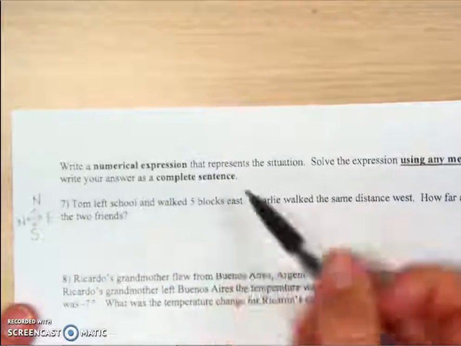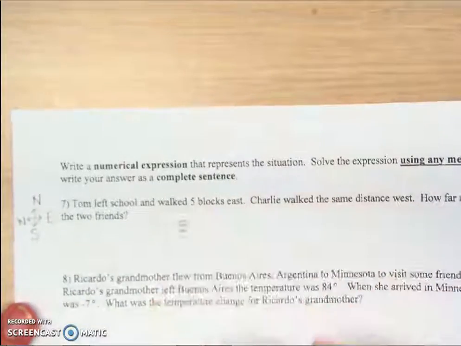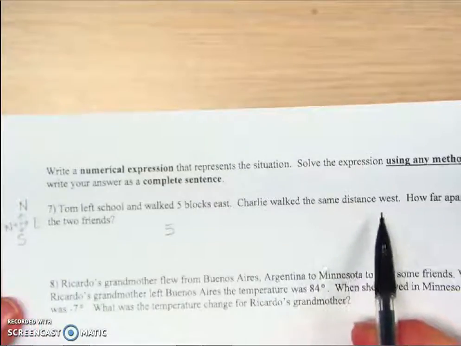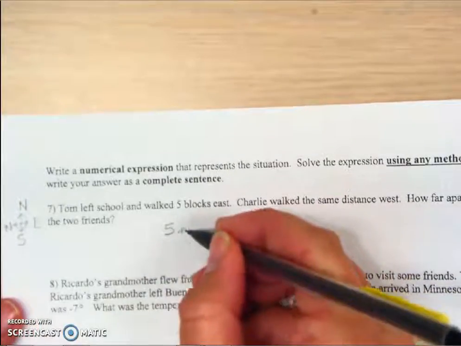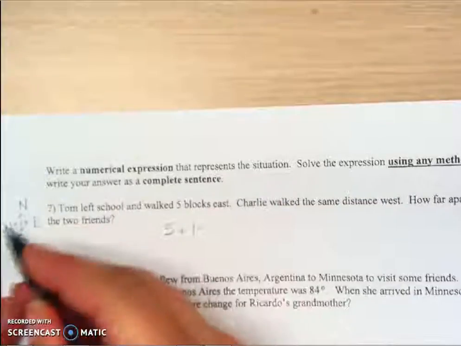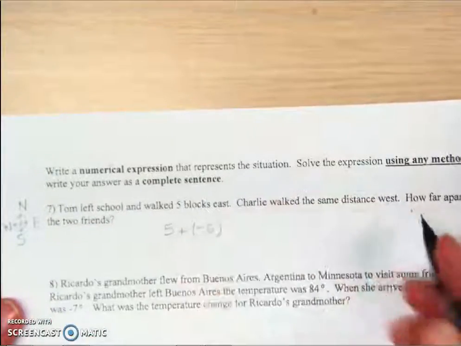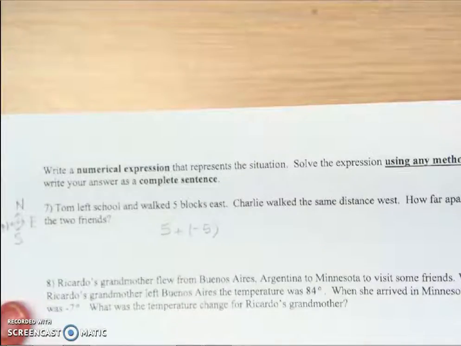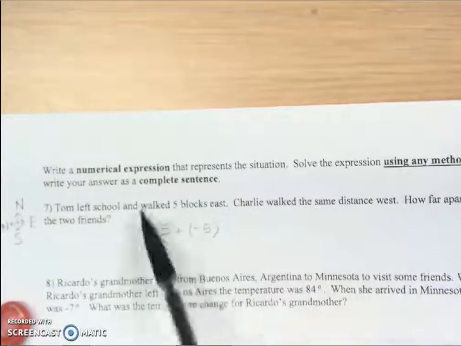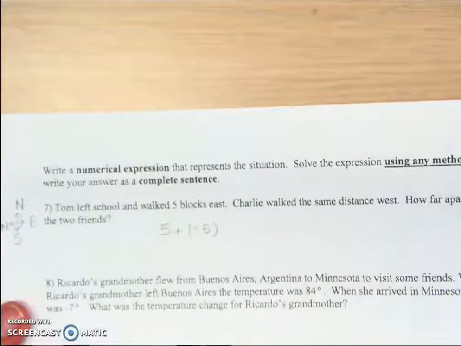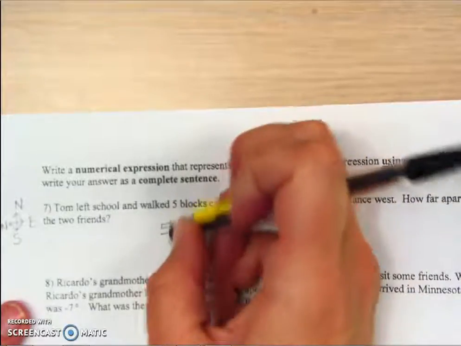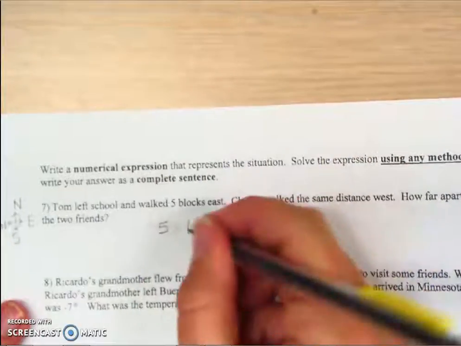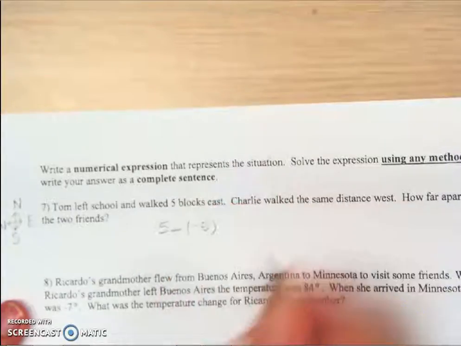East is to the right, so I'm going to call that positive. Positive 5. Charlie walked the same distance west. So that means he turned around and walked left 5 blocks. How far apart were the two friends? Oh, they want to know the distance between them. So if we're looking at the difference between them, we're not going to be adding there. We're subtracting a negative 5.